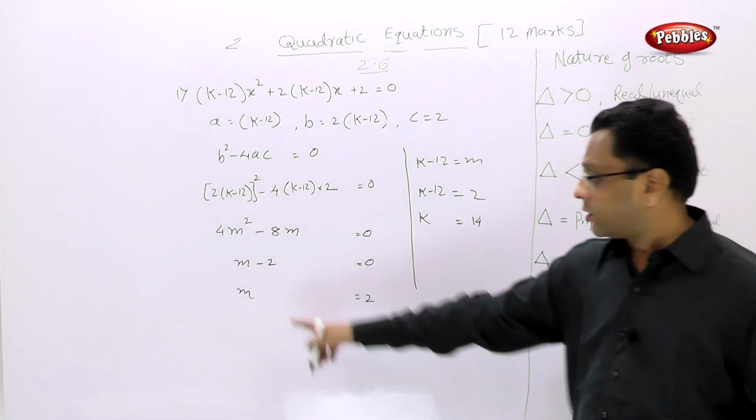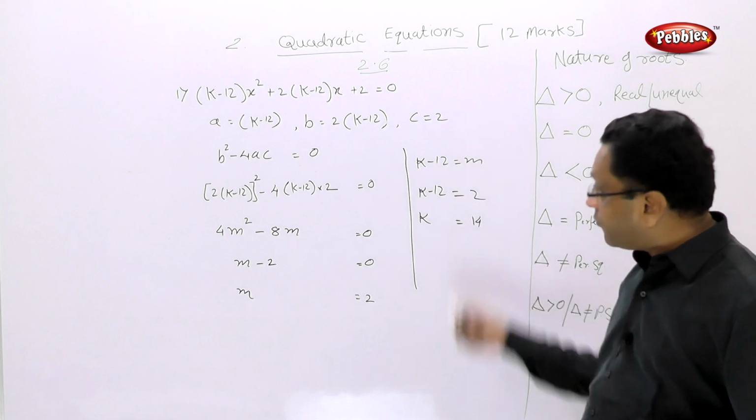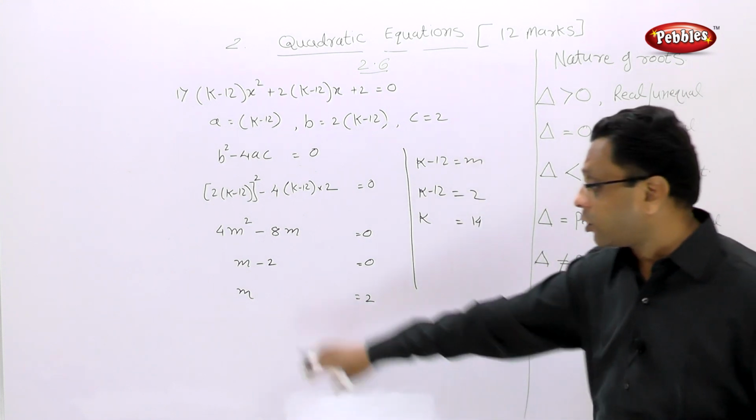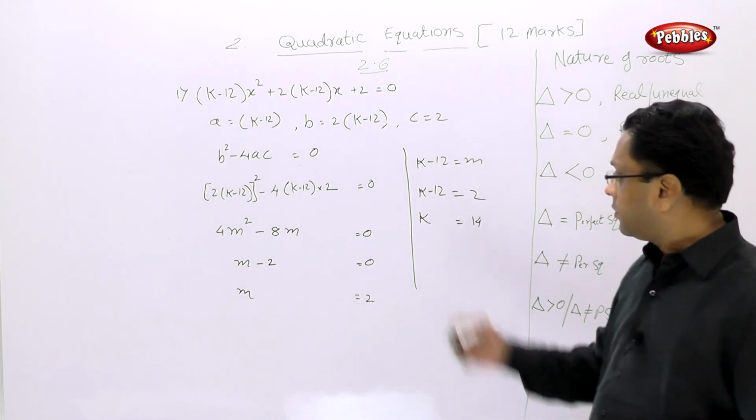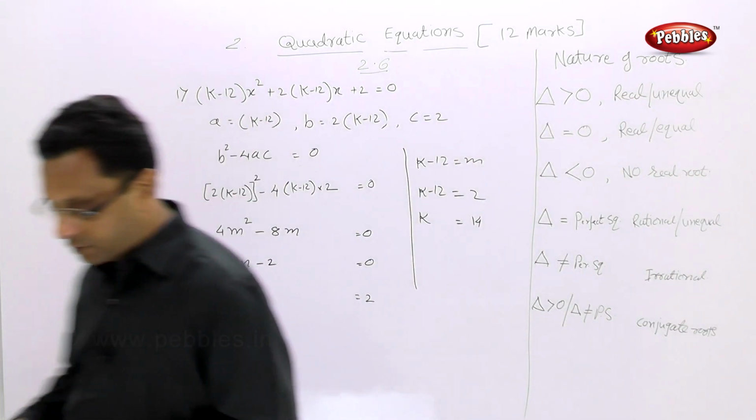k minus 12, or that is m. So if you are substituting, then again resubstitute and find the final value. Don't stop here. So k equal to 14 is the answer for this.